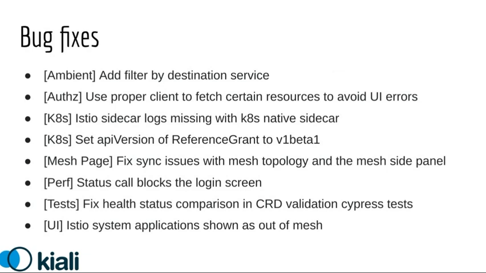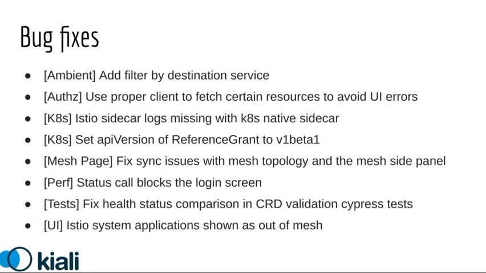Here are some of the bug fixes addressed in this sprint. About ambient, a missing filter option for destination services in ambient mode has now been implemented. This makes it easier to refine search and analyze traffic flows. Fetching third-party resources now uses the proper client to avoid UI errors. A bug caused incorrect resource fetching, leading to some UI error messages. About Istio sidecar, some logs were missing with Kubernetes native sidecars. Users were experiencing missing logs when using Kubernetes native sidecars with Istio.